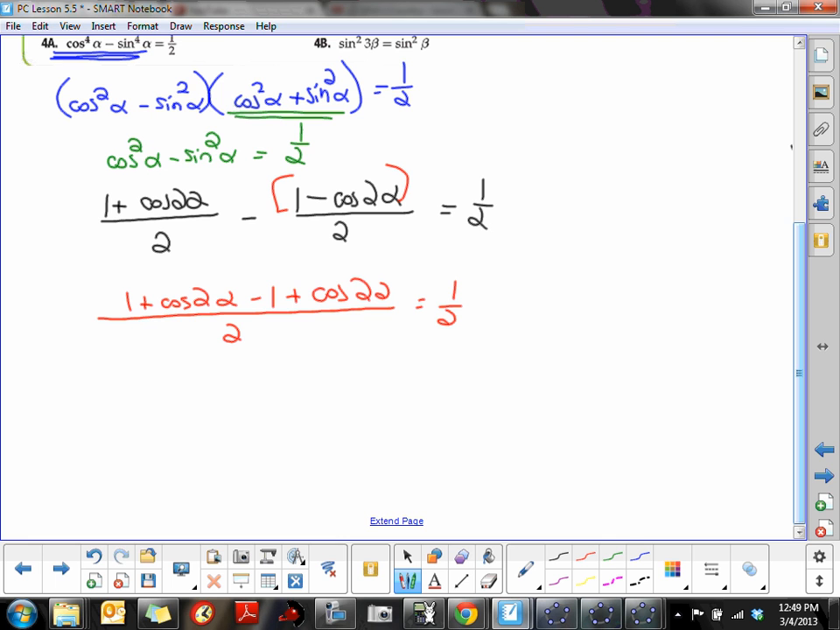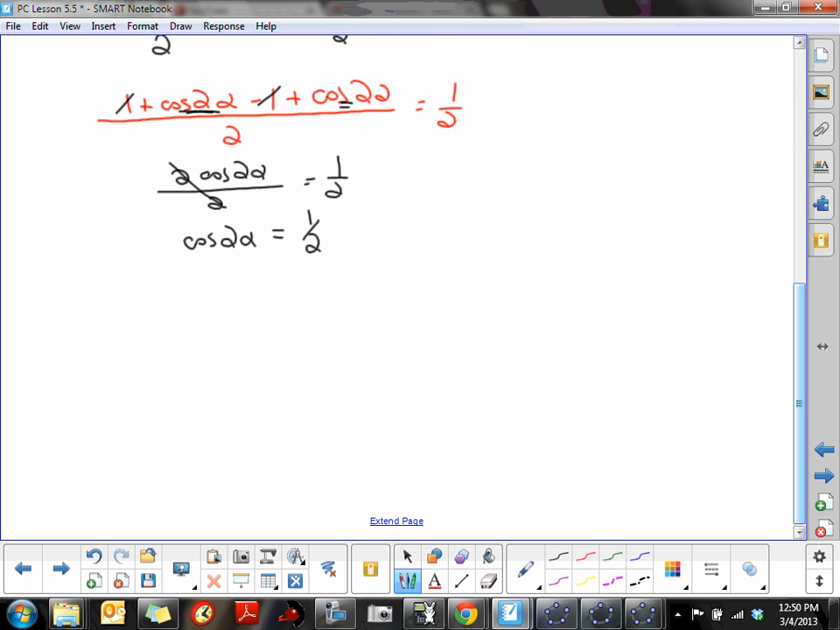So simplifying, we can collect our like terms. The -1 and +1 will cancel. We'll end up with 2 of these cosine of 2 alphas all over a 2, and that equals a half. And then I'm going to reduce the 2's, and we're going to get the cosine of 2 alpha is equal to 1/2. And now we're going to solve our resulting equation.